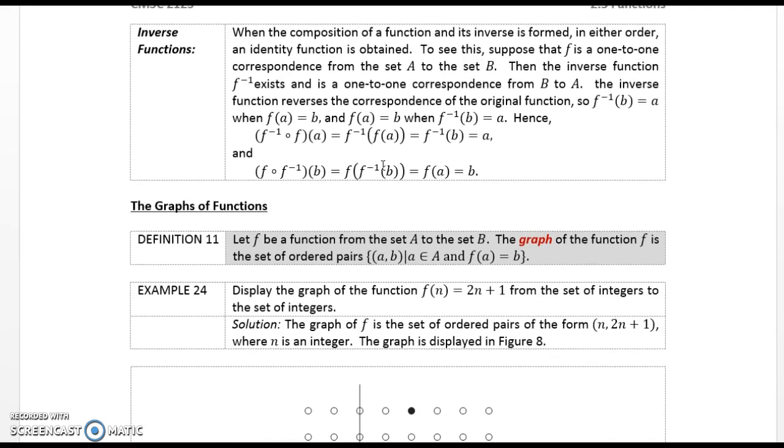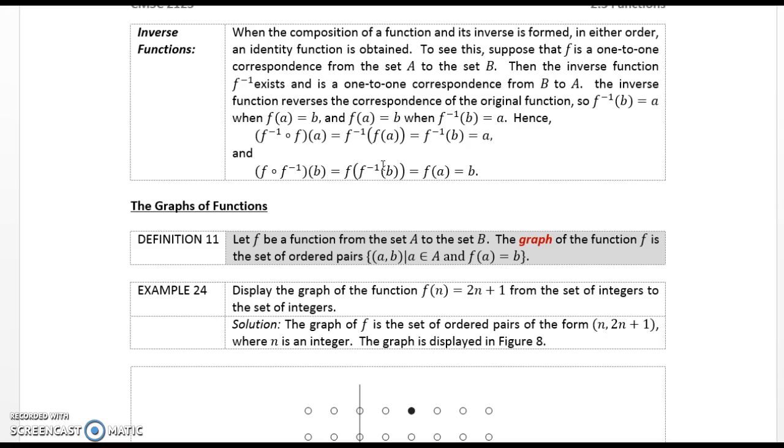Inverse functions. When the composition of a function and its inverse is formed in either order, an identity function is obtained. To see this, suppose that f is a one-to-one correspondence from the set A to the set B. Then the inverse function f inverse exists and is a one-to-one correspondence from B to A. The inverse function reverses the correspondence of the original function, so f inverse of b equals a when f of a equals b, and f of a equals b when f inverse of b equals a.